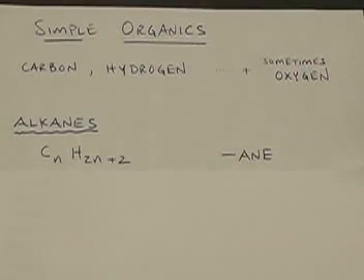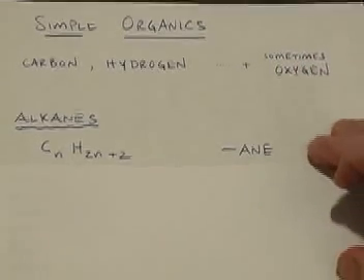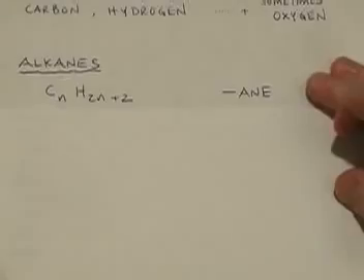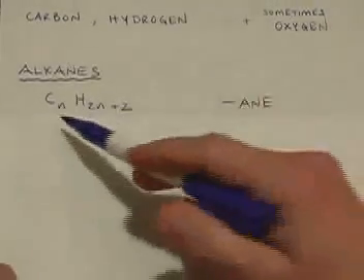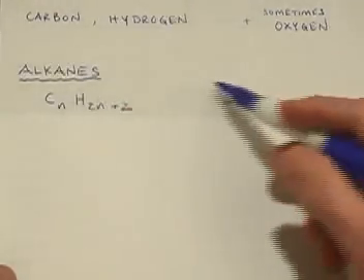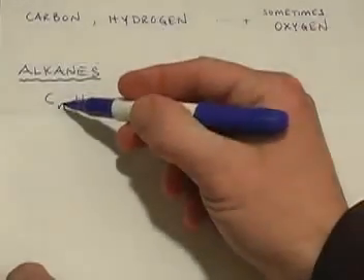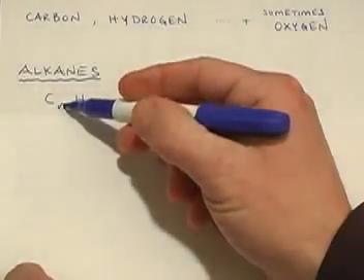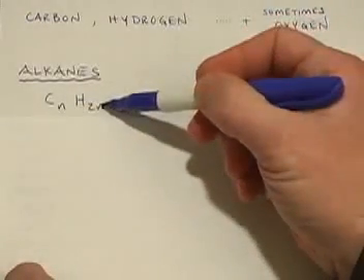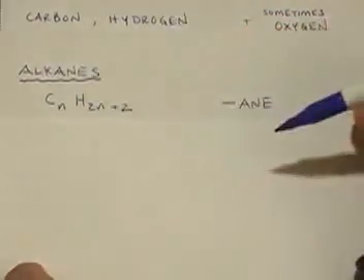Alkanes take on the formula CnH2n+2, and they always end with the ending -ane. Pretty cool. Alkanes, a-n-e, end in -ane. CnH2n+2 means that whatever the number underneath carbon is, you put that number in right here, multiply by 2, and add 2 more.